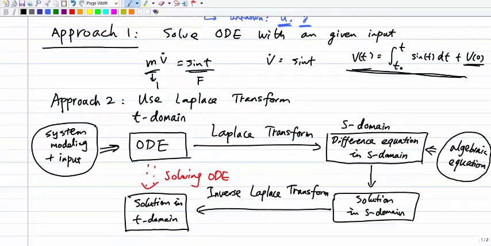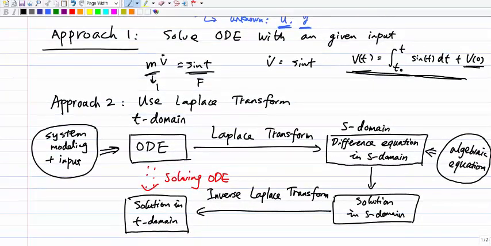I'll talk about this a little bit lengthy, but I'll try to explain this one in steps. First of all, we have a system modeling, which means we have a model of a system. Here we say this is the ODE we have, and we have the input already given. So in the time domain, if I follow approach 1, we just have to solve the ODE and then find a solution. Fine, this is in the time domain.